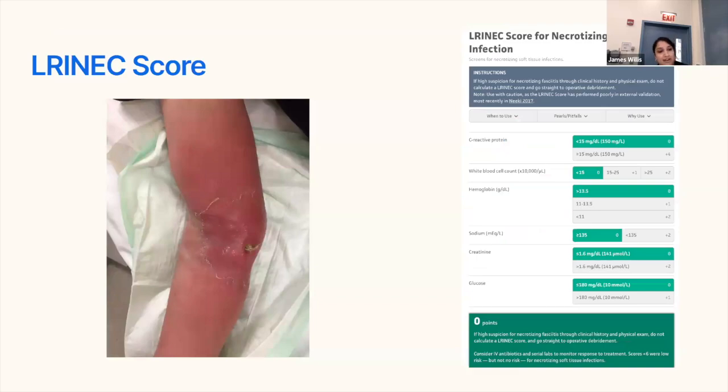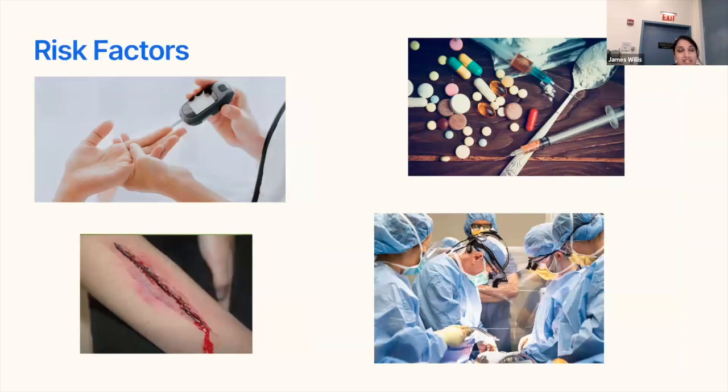So this is a score that we don't really use very much, but it is the laboratory risk indicator for necrotizing fasciitis score. It's basically a clinical decision tool for distinguishing necrotizing fasciitis from other soft tissue infections. But there was a prospective validation study done in Taiwan in 2020 that showed the sensitivity of the score was poor. So it may not be the best tool. I feel like I've never used it in the ED before, but it is something to consider. So some risk factors for necrotizing fasciitis are diabetes, drug use, obesity, immunosuppression, recent surgery, and traumatic wounds.